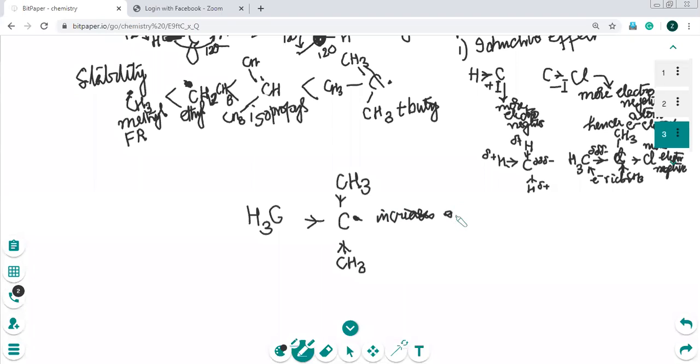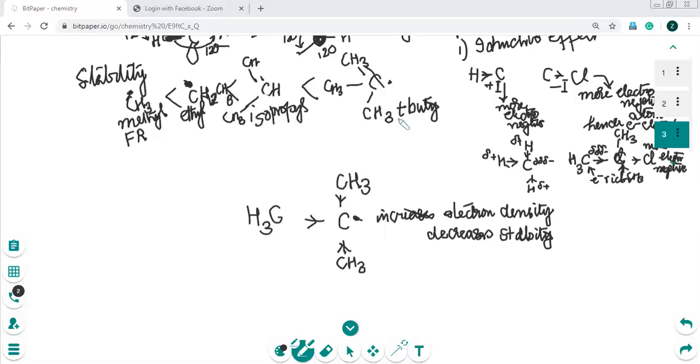Increases electron density. Now, increase of electron density, what will happen? Increase of electron density decreases stability. So inductive effect is supposed to decrease the stability of tertiary carbocation.